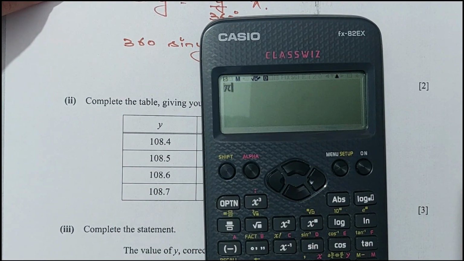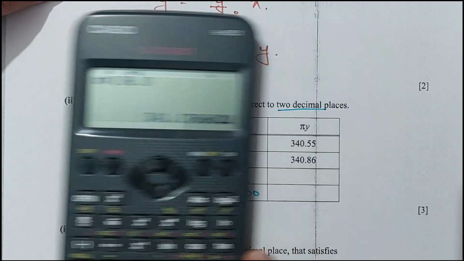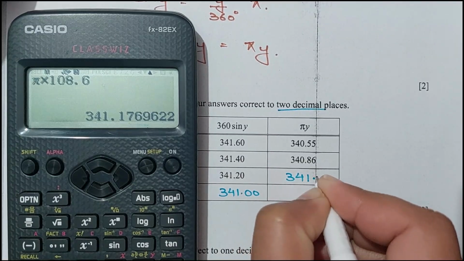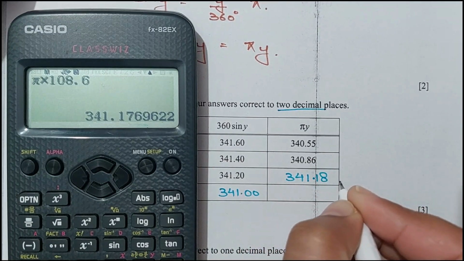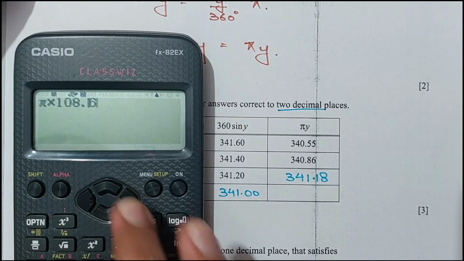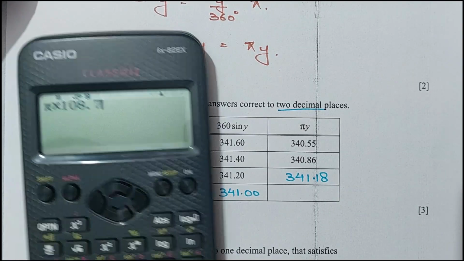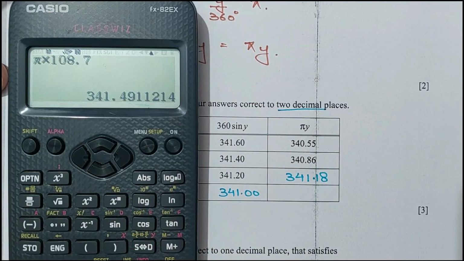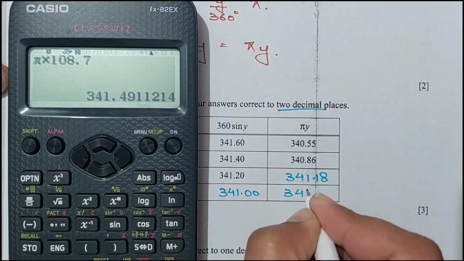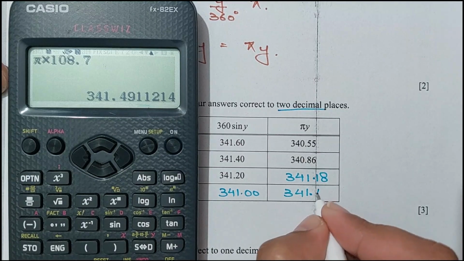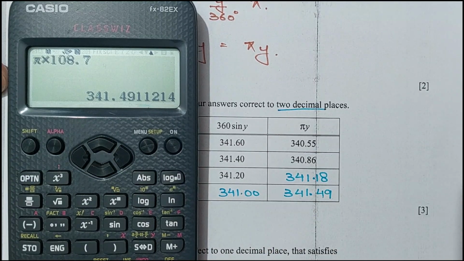All right, now pi y. This is pi times 108.6, which is 341.18 up to 2 decimal places. All right, now this is 108.7 times pi, which is 341.49 up to 2 decimal places.